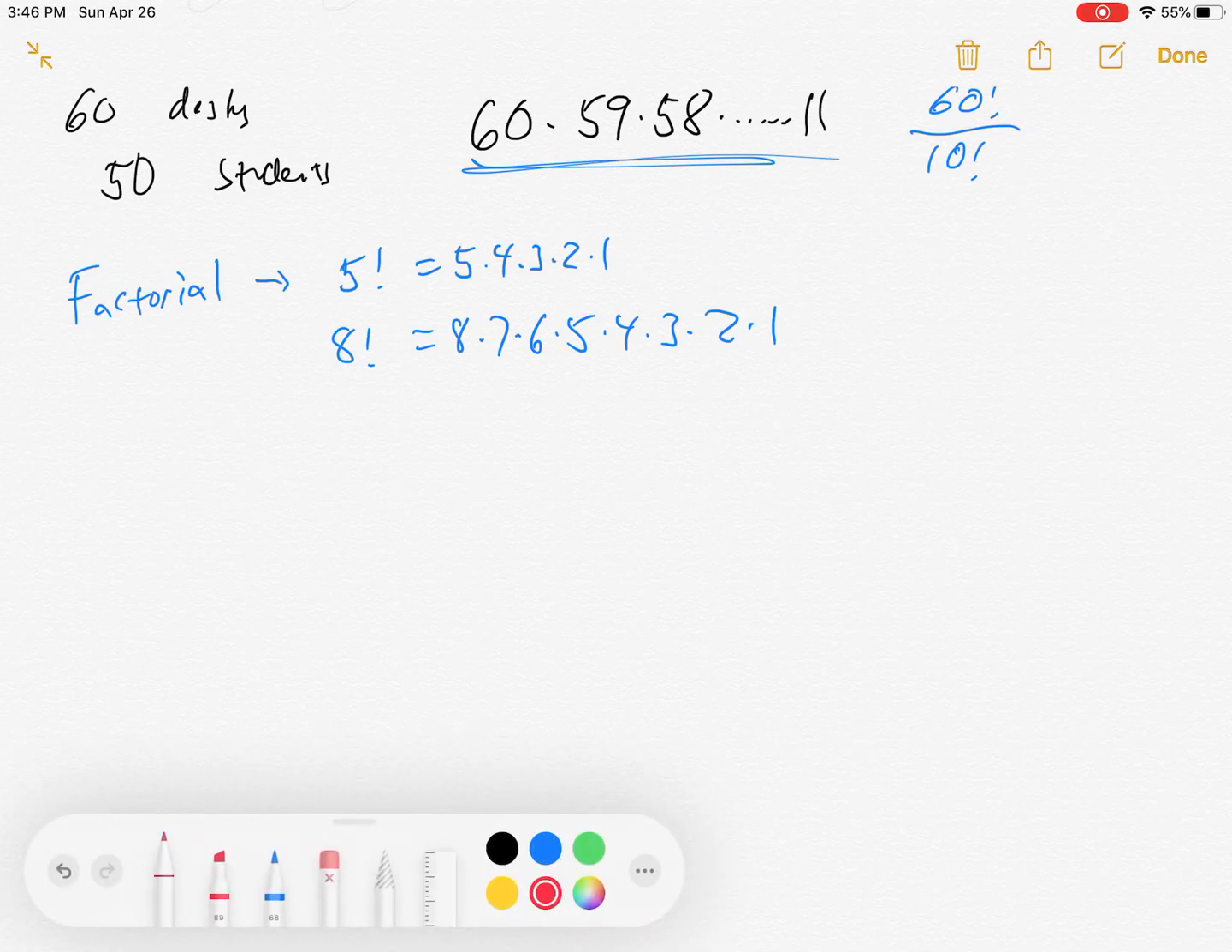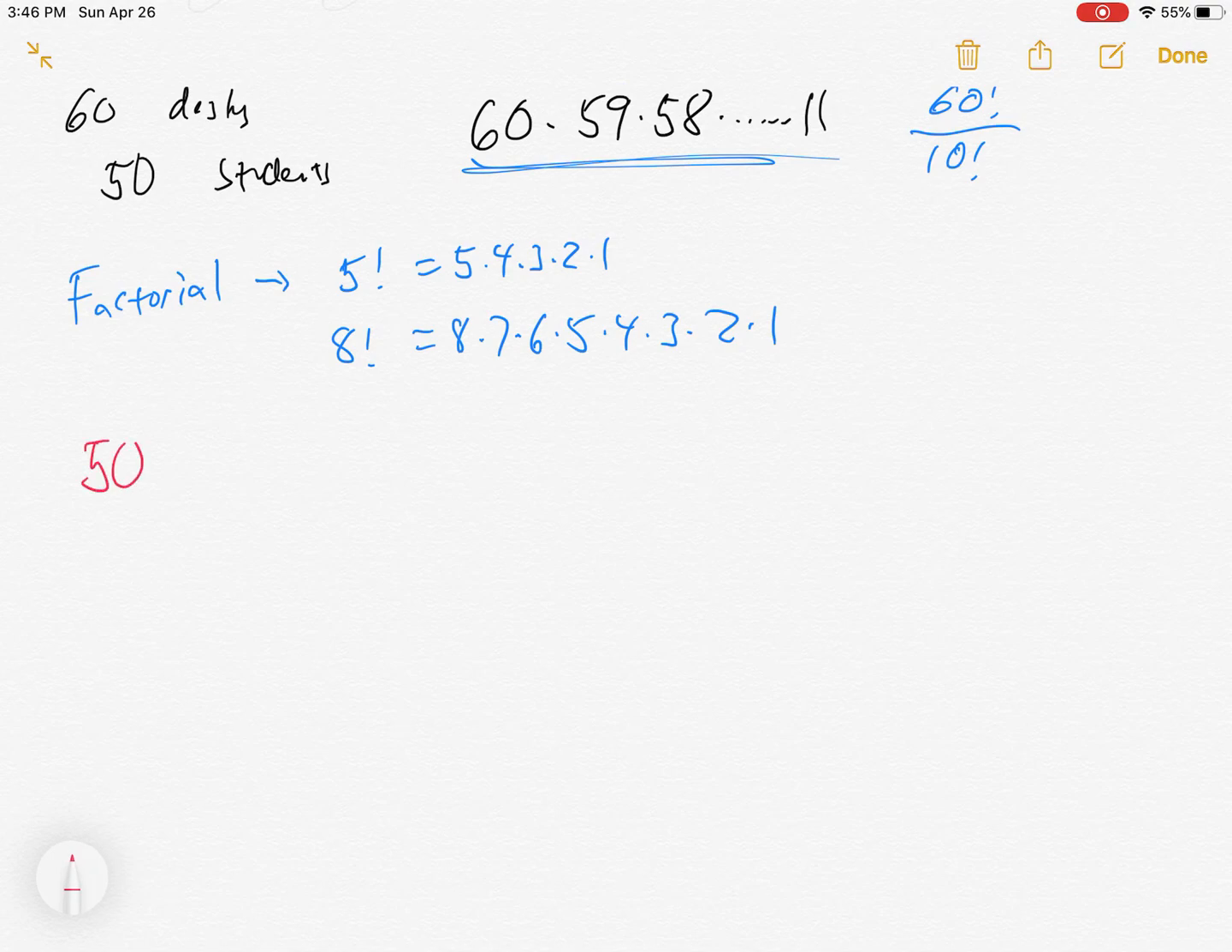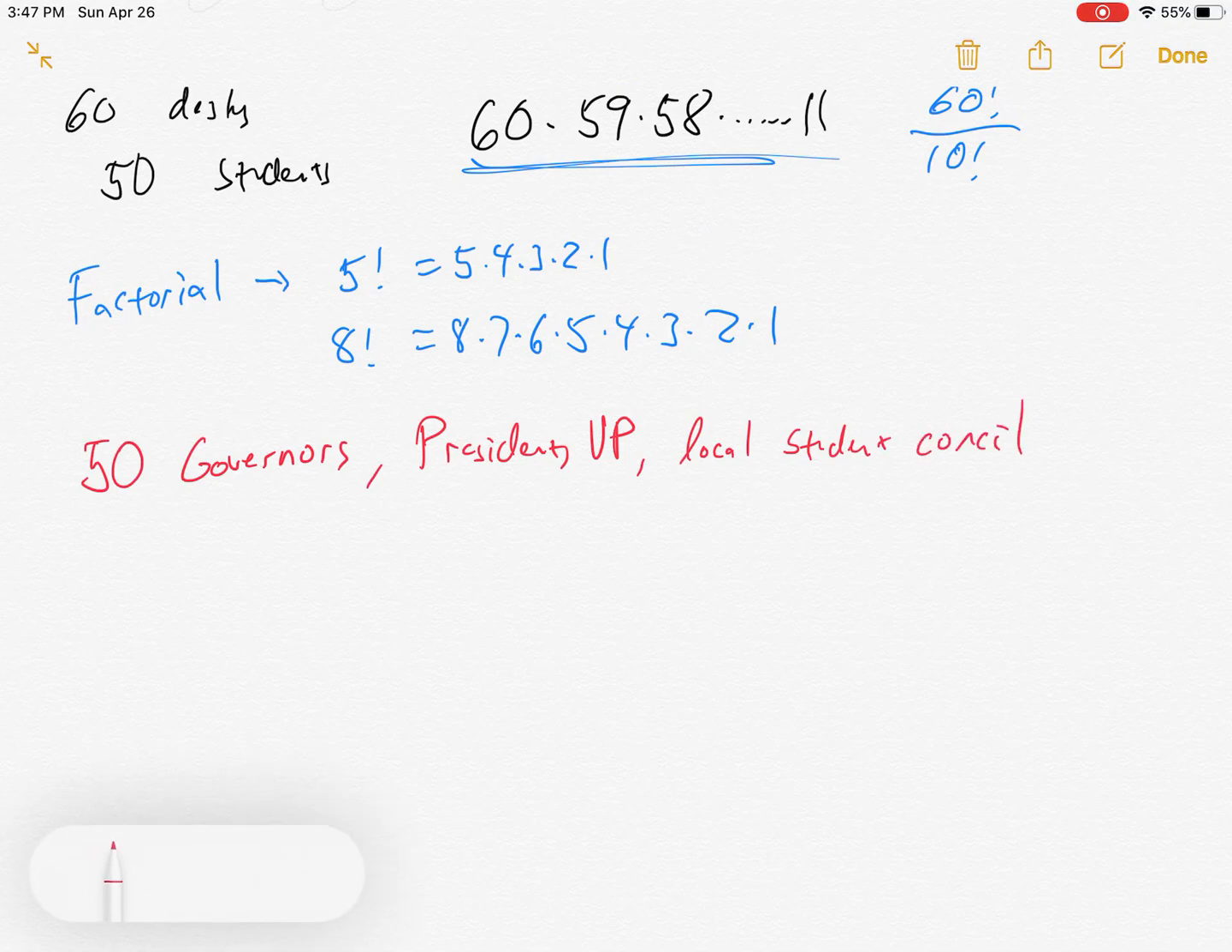Now, just to blow your mind with a major big number, let's say that we have a big meeting to discuss this COVID-19 crisis, right? Big meeting occurs. And so we're going to get the 50 governors of the United States, they're all going to be there. The President and the Vice President, that's 52. And then we're going to get the local student council.